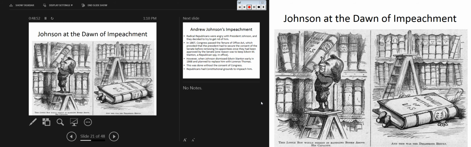This little boy would persist in handling books above his capacity. Volume 14 of the U.S. Constitution. And this was the disastrous result. So that is a good place for us to stop.